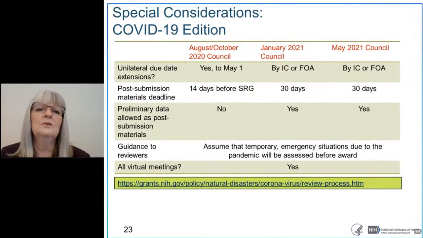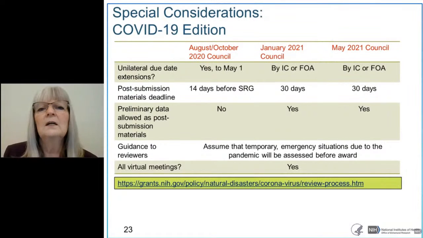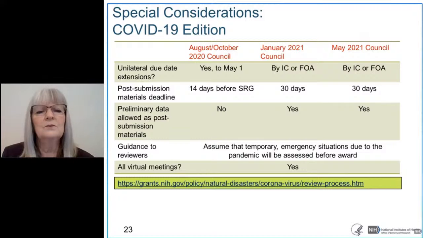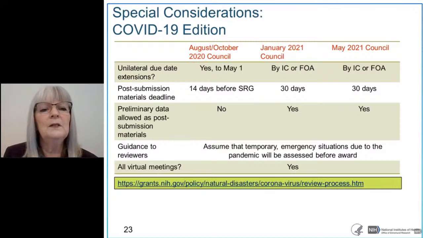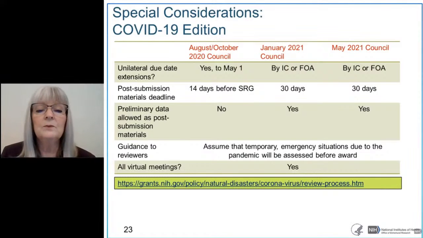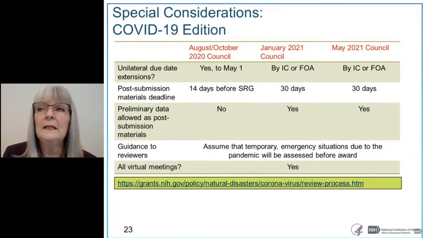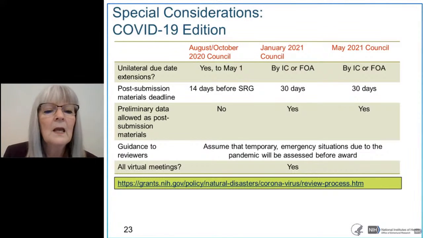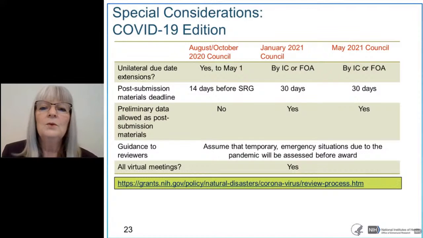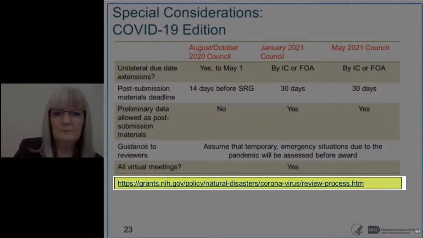I want to take just a moment to highlight some special considerations for the process now under the COVID pandemic emergency. You may be aware that for certain initiatives right now for the January and May 2021 councils, there could be due date extensions. We have extended a special exception for preliminary data as post-submission materials. We have given guidance to all of our reviewers to assume that temporary emergency situations due to the pandemic will be assessed by NIH officials before an award is made. And all of our meetings right now are virtual. You can certainly find more information at this website here.